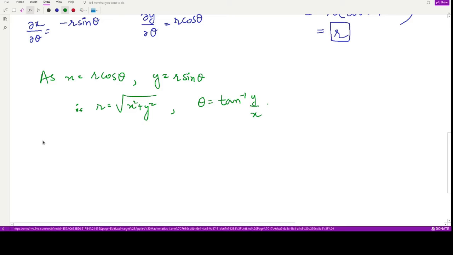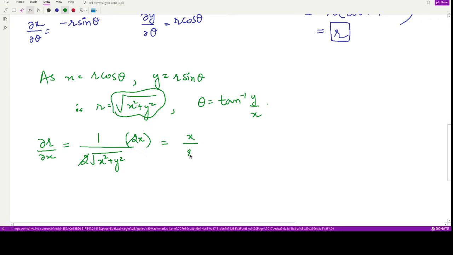Now you can calculate del r by del x. Firstly, you take the derivative for the power, and then the derivative with respect to x, which is 2x. The 2 and 2 will cancel, so x divided by this quantity. And what is this quantity? This is r, so x by r.